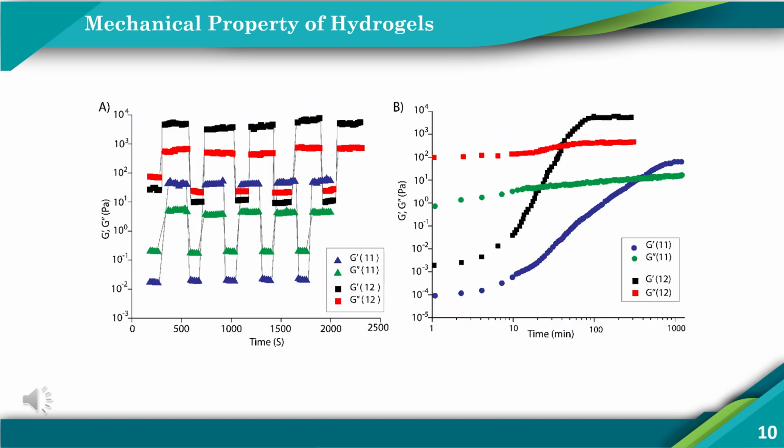Now comes thixotropy. Here we apply high strain, the gel structure breaks, and the G double prime becomes higher than G prime, meaning it behaves like a liquid. When strain is reduced, G prime recovers and becomes dominant again, meaning the gel reforms. And this happens repeatedly. So under pressure, like pushing through a syringe, it flows. When pressure is removed, the gel is reformed. That is thixotropic behavior. This property is extremely useful for injectability and minimally invasive applications.